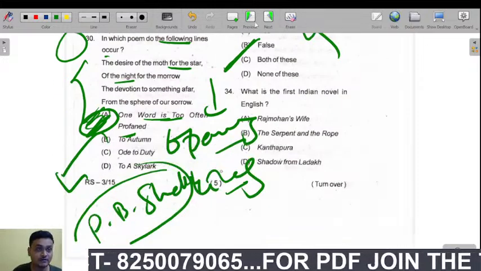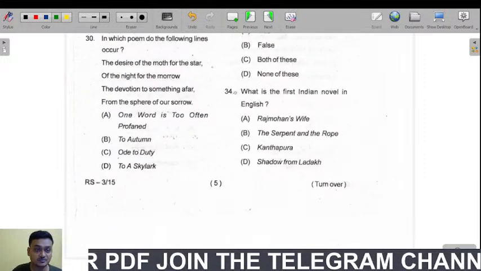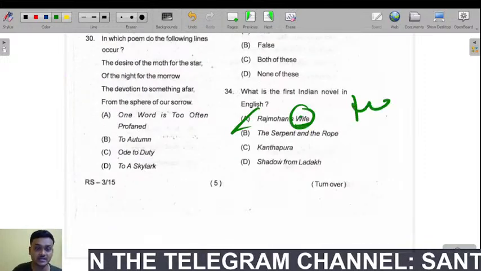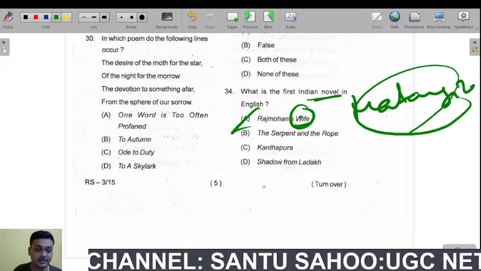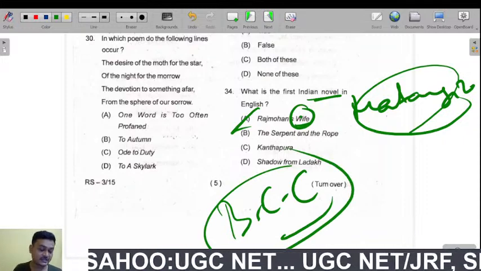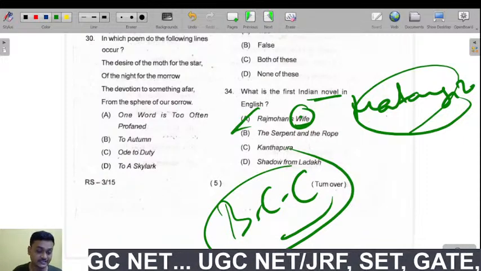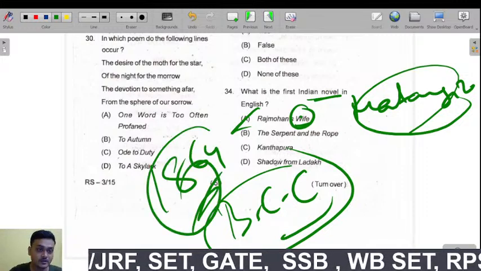What is the first Indian novel? The first Indian novel is Rajmohan's Wife, with Matangini as the titular character. It was written by Bankim Chandra Chattopadhyay and published in 1864.